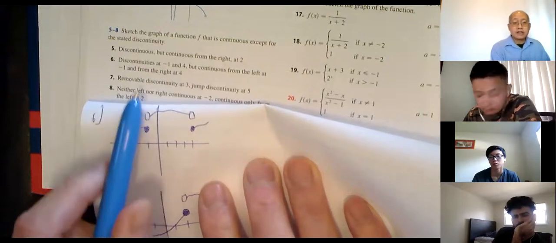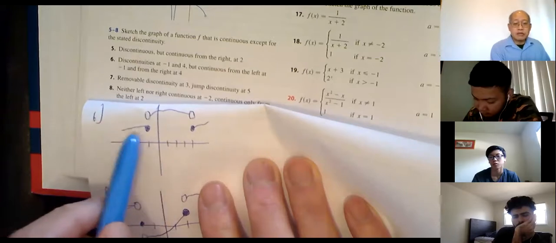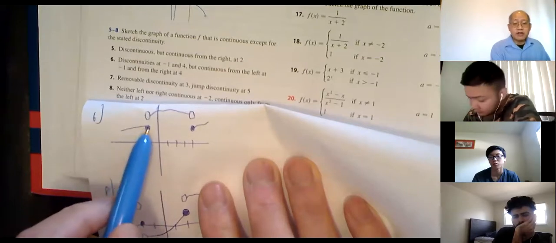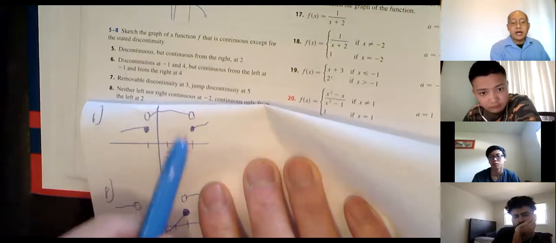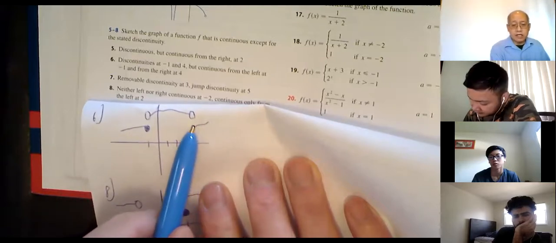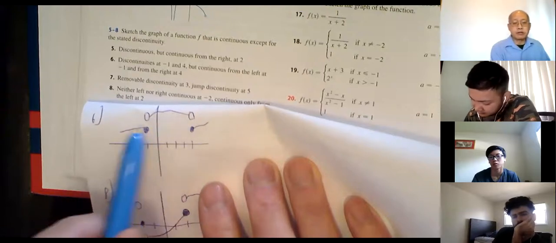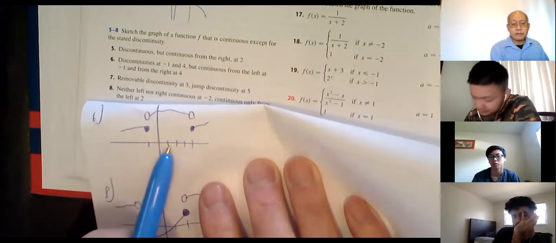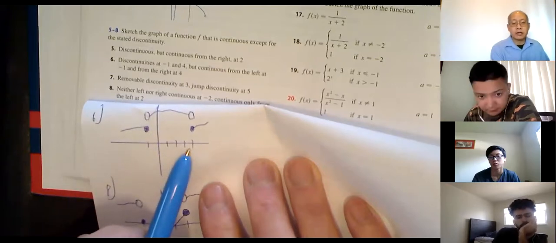Okay, so discontinuous, not continuous, at -1 and 4, but continuous from the left. So I can reach the function value at -1 coming from the left side, but not the right side. And likewise at 4, I can reach the function value if I come from the right side. So continuous from the right, but not from the left. So I jump up over here somewhere. You could also have it come down here. In fact, you could even get fancy and have that come down here, I suppose. That also works.